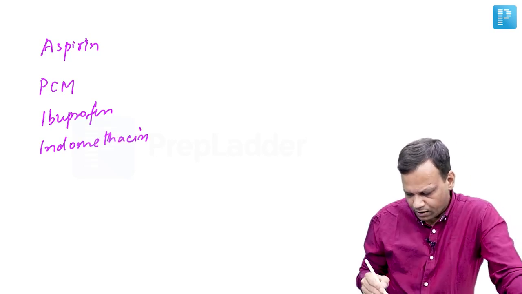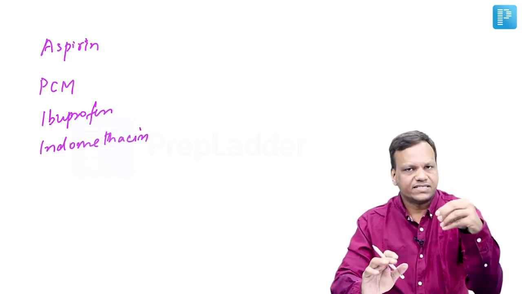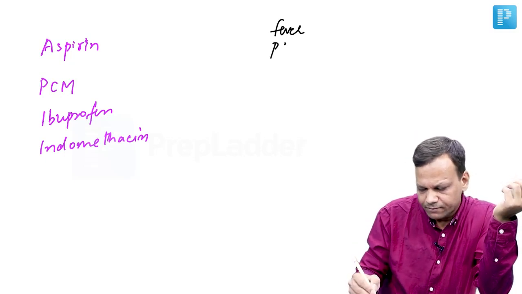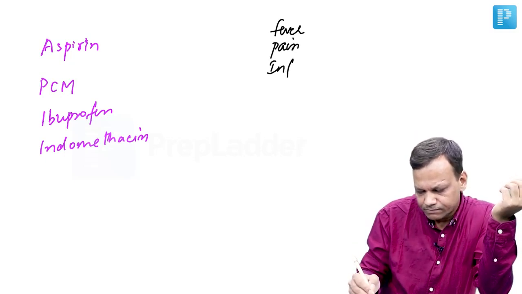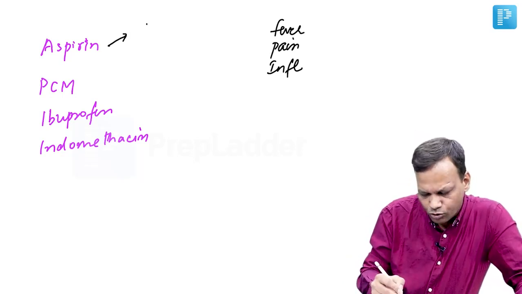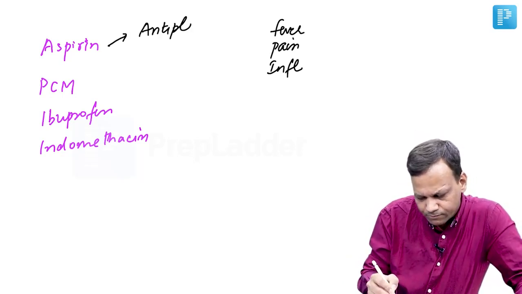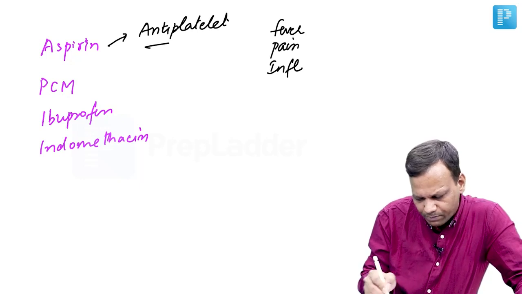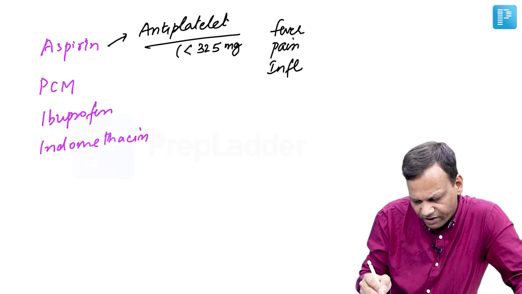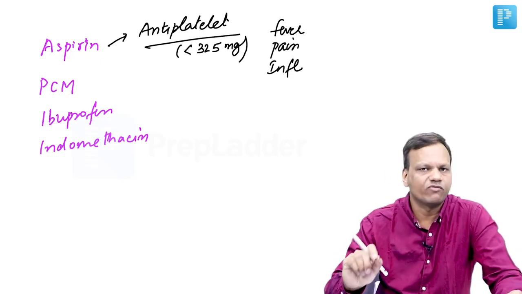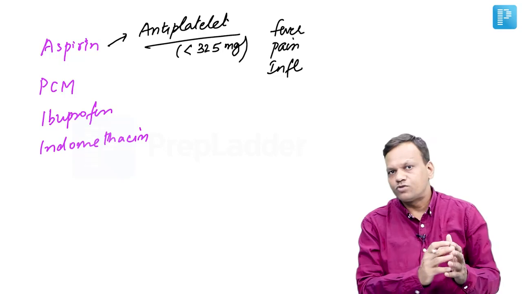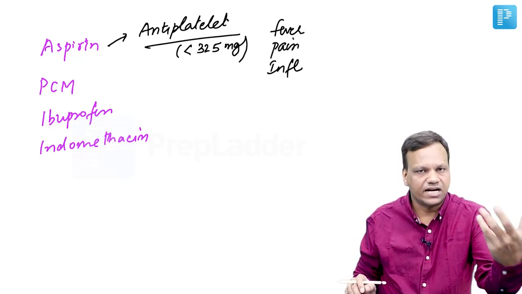So aspirin, we know most of the NSAIDs are used for three functions, that means to treat fever, pain, and inflammation. So aspirin is also used for that. Aspirin in addition has one more use, which is antiplatelet use. Important, for antiplatelet action, the dose required is low, less than 325 milligram, usually 75 milligram or 150 milligram is used. So it can be used for prophylaxis of myocardial infarction and stroke.